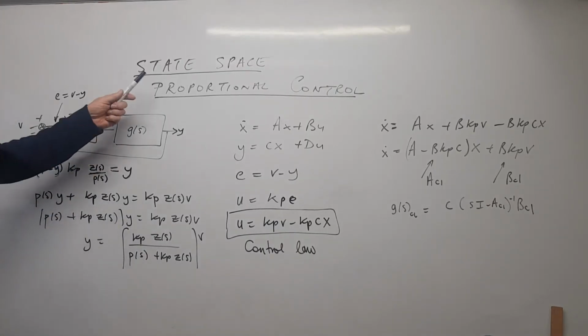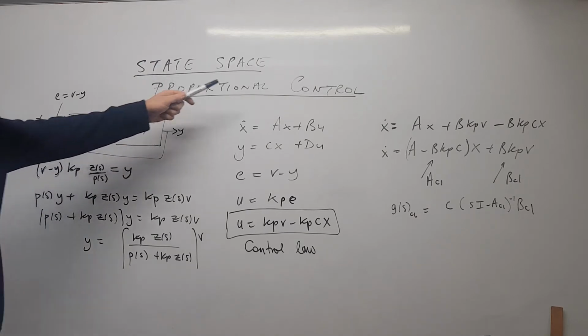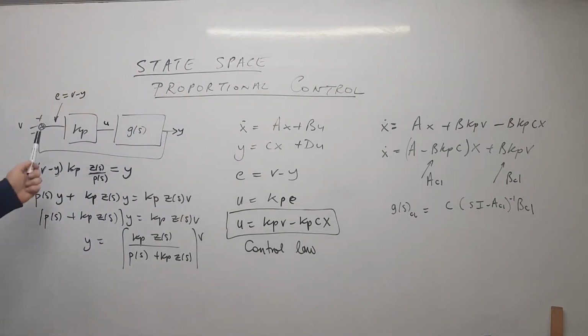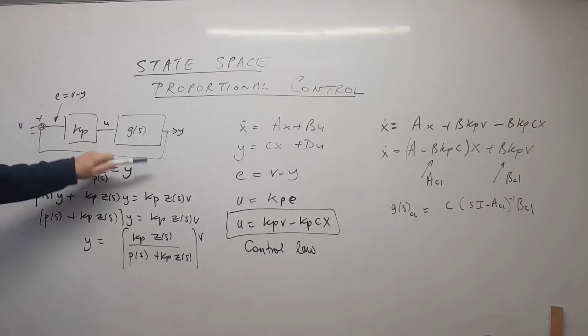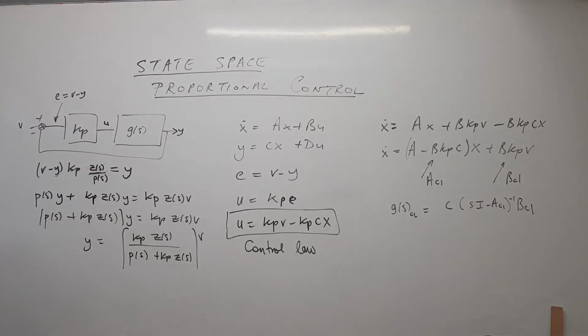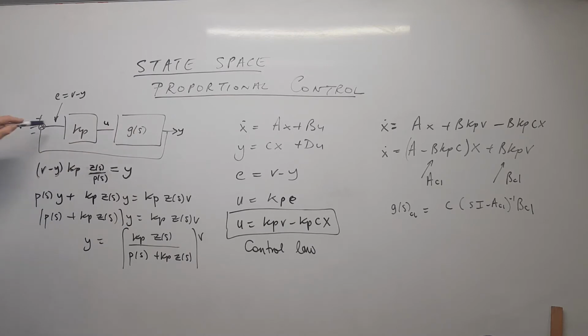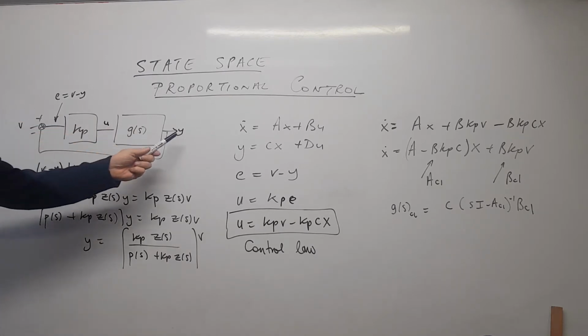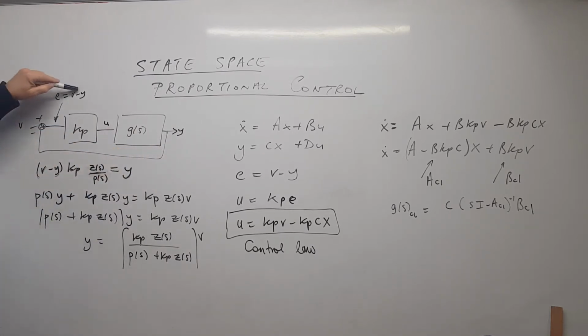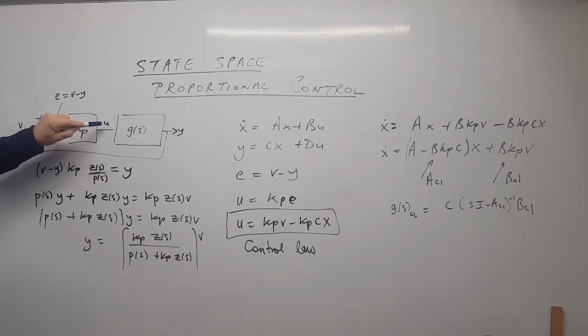Right, so this is our state space control and a proportional control, and before we do that, let's just look at the normal block diagram analysis. We would do this. Say we've got some proportional control here, KP, some transfer function G(s) here, and a feedback control system. Input V, output Y, error here V minus Y, and this signal here called U. That's the signal going into the transfer function.